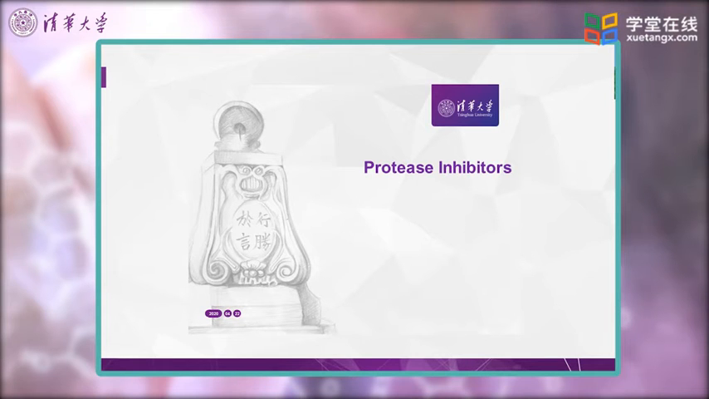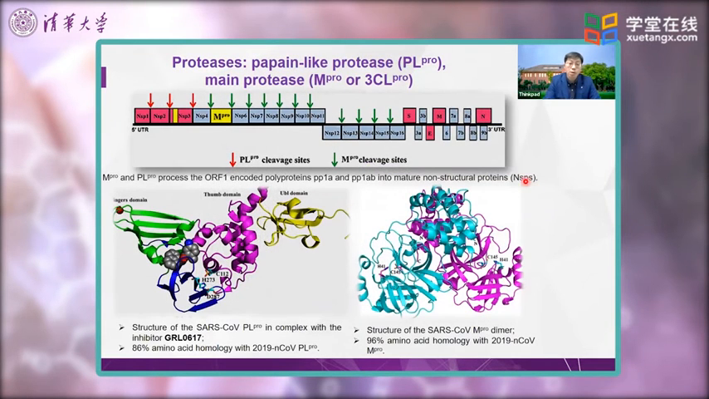The second part I will discuss here is the protease inhibitors. On the top of this slide, we can see the sequence of the typical protease. There are two typical proteases that can be targeted as therapeutic targets for COVID-19. One is called papain-like protease, abbreviated as PLpro. Another is main protease. We can either call it Mpro or 3CLpro.